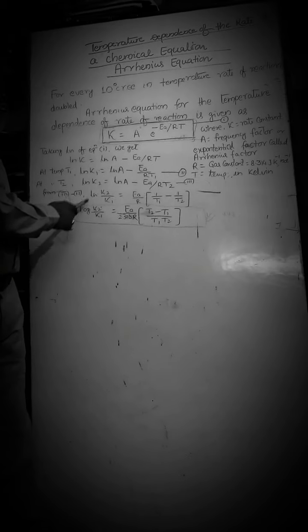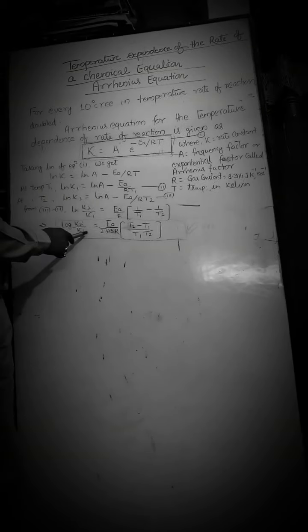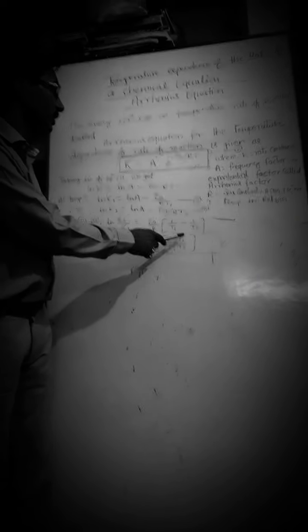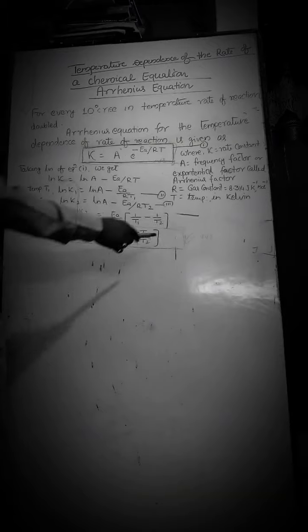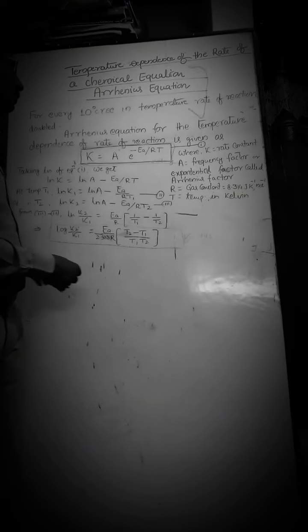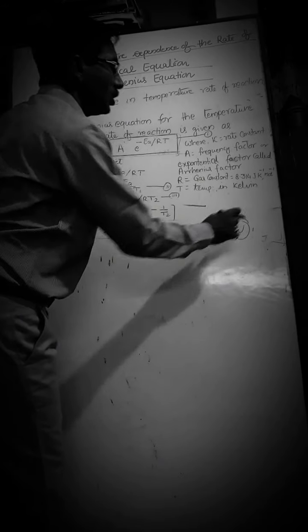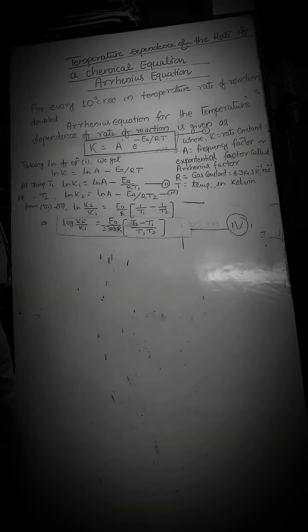Now, when ln is converted to log, it becomes log K2 by K1 equal to Ea by 2.303 R into T2 minus T1 divided by T1 T2. This equation must be remembered. Equation 1 and equation 4 must be remembered for solving numerical problems.